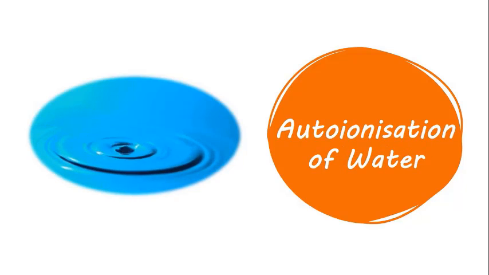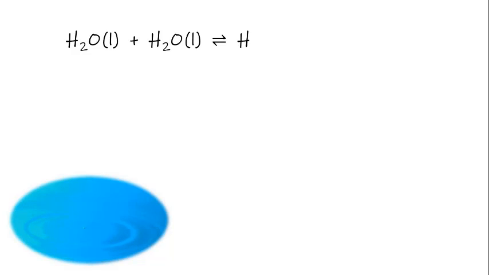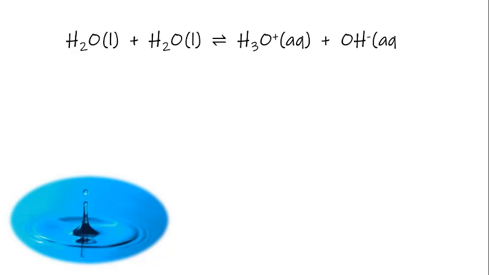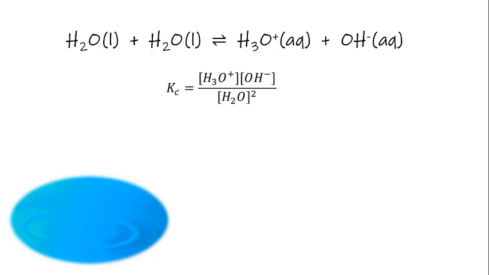Auto-ionization of water. Water can act as a Bronsted-Lowry acid or a Bronsted-Lowry base. Water dissociates very slightly into ions in an equilibrium process called auto-ionization of water. The equilibrium constant for this process is expressed as Kc equals concentration of hydronium ions times concentration of hydroxide ions divided by concentration of water molecule to the power of 2.